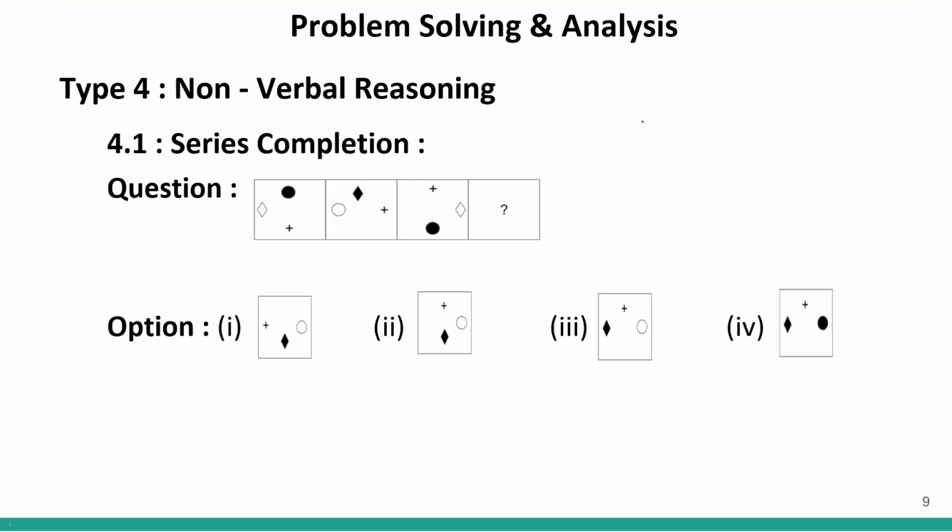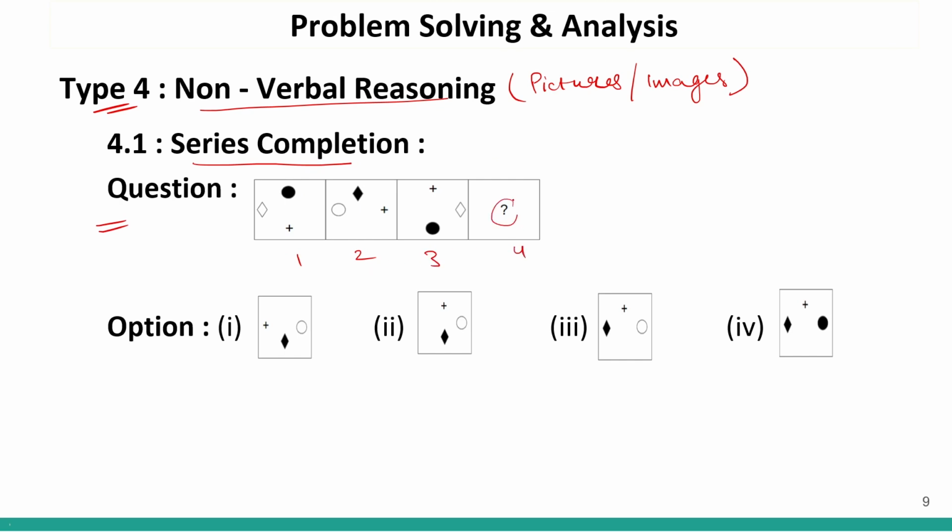Okay? Now, next type number 4 is non-verbal reasoning. Non-verbal reasoning means that we are dealing with pictures or images. Correct? This is what we mean by non-verbal reasoning. Over here, we have a question on series completion. Series completion means three figures are given to us and we have to find what will be the fourth figure.